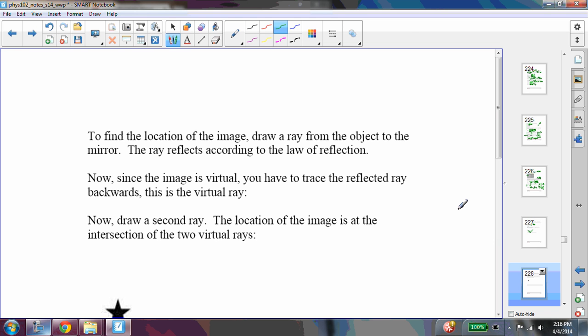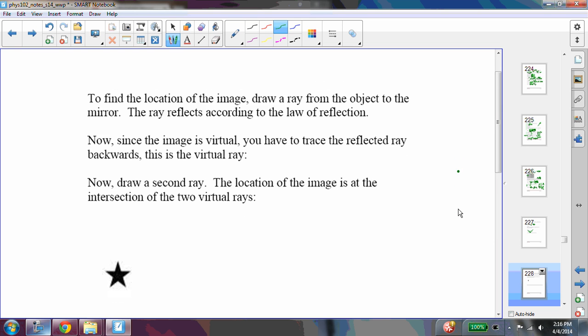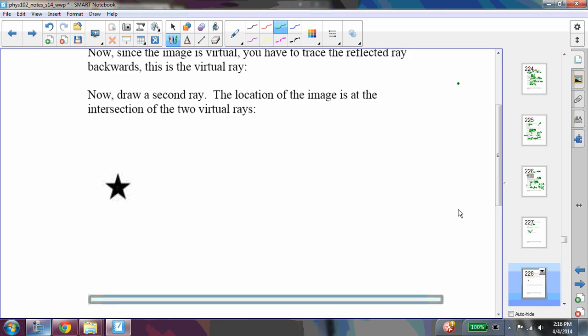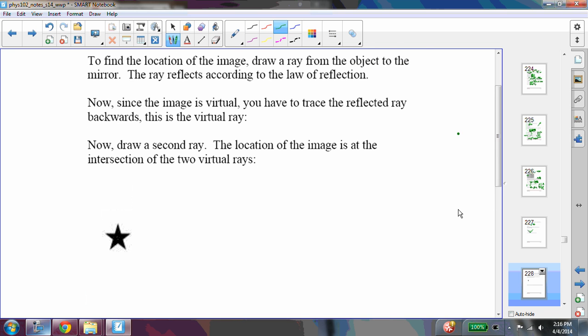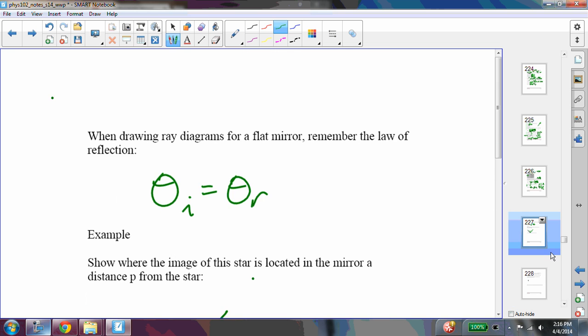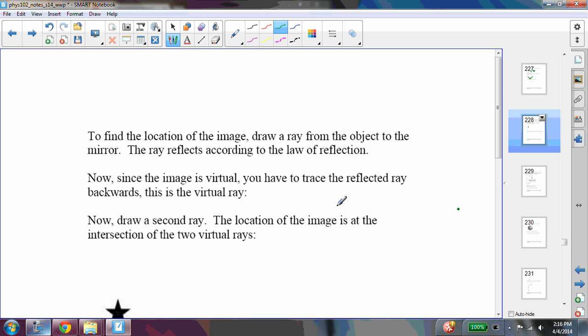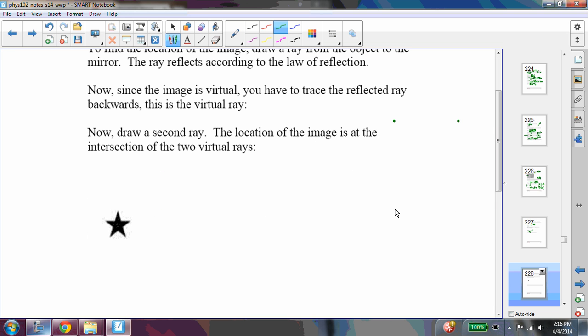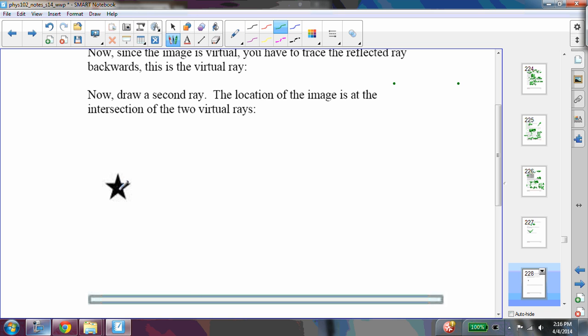Now, if I want to find the location of the image, I'm going to draw two rays. I'll do it on this page. So if I want to find where the image is, I'll draw my first ray. It's right there. Draw it by the law of reflection, just as we did before. These two angles are equal.